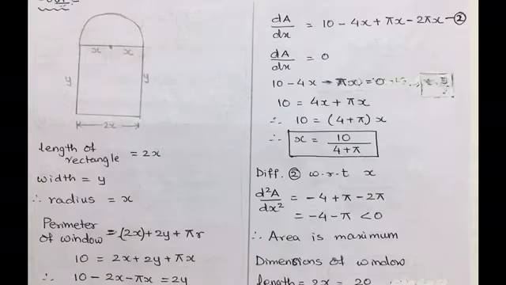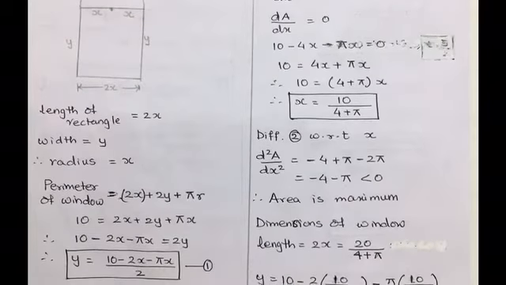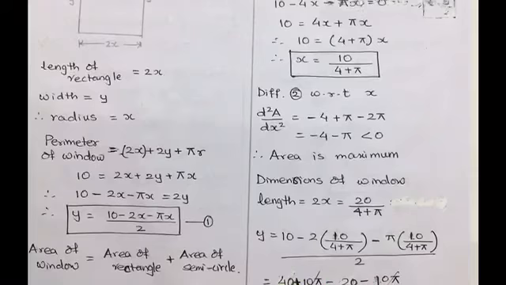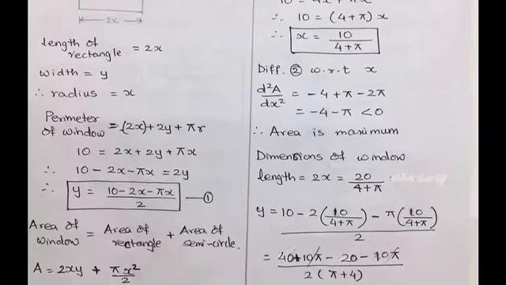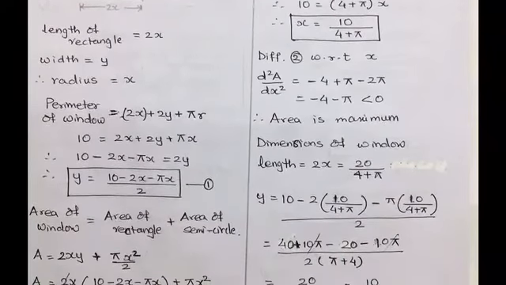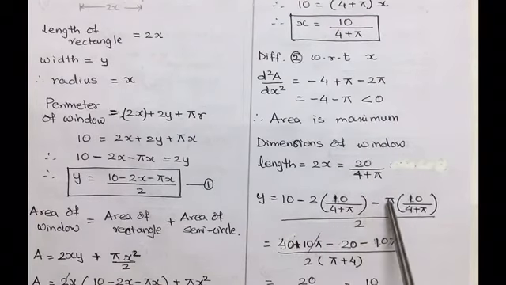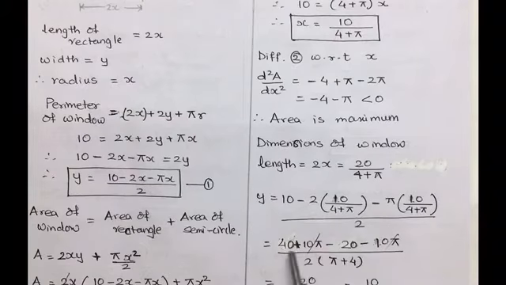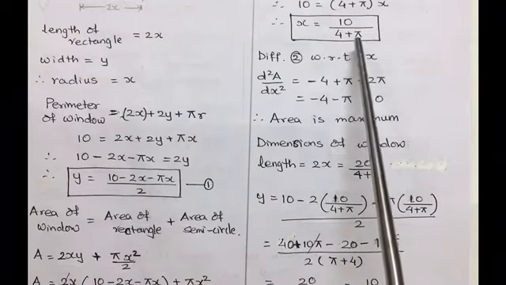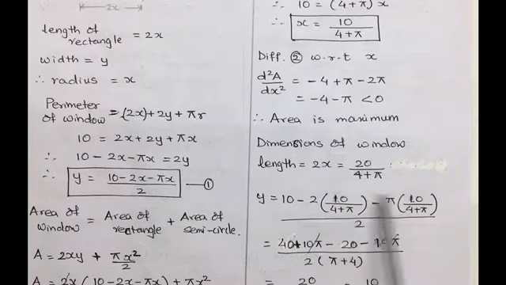Now it is asked to find the dimensions of the window. So length is 2x, keeping the value of x here. So 2 into 10 will make it 20 upon 4 plus pi. To calculate the value of y, wherever x is there in the first statement, keep the x value as 10 upon 4 plus pi. Take the LCM.